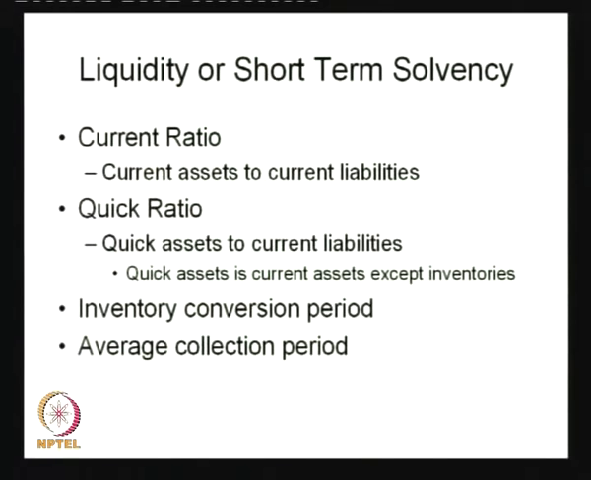Next category of ratios that we move on to is liquidity, or short term solvency, in terms of different other measures. In this we have a very popular ratio known as the current ratio. The current ratio is nothing but the ratio of current assets to current liabilities. As we have discussed in the previous session of financial statement analysis, current assets are those assets which can be converted into cash within a short period of time, and current liabilities are those liabilities which have to be honored within a very short period of time, or typically 1 year.